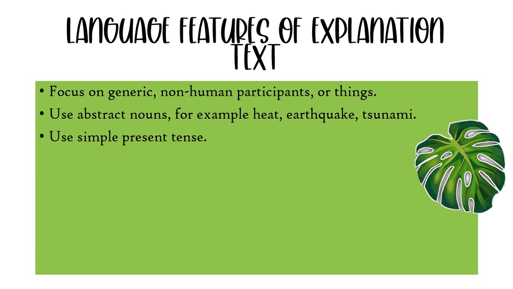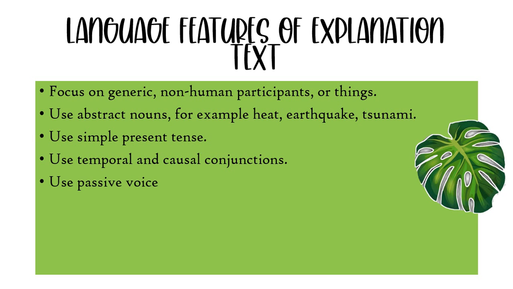Third, use simple present tense. Do you still remember how to write a sentence using simple present tense? So, in simple present tense, you have to write a subject and a verb one, minimum. Next, we have to use temporal and causal conjunctions like and, then, or next. Okay? And then we use passive voice.